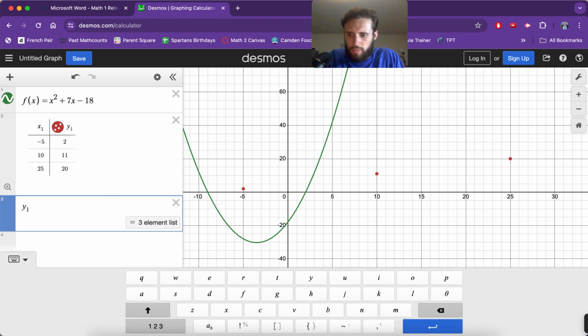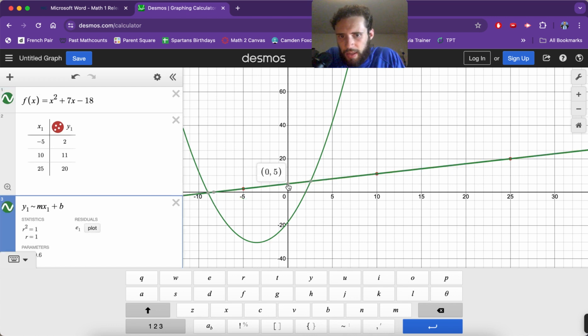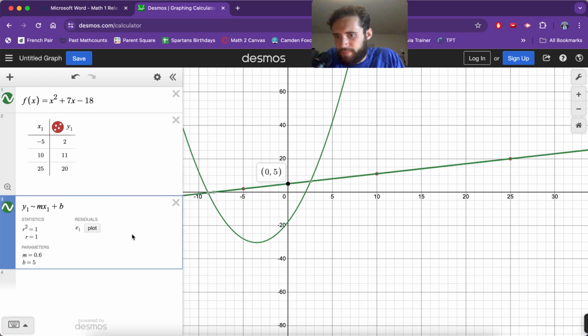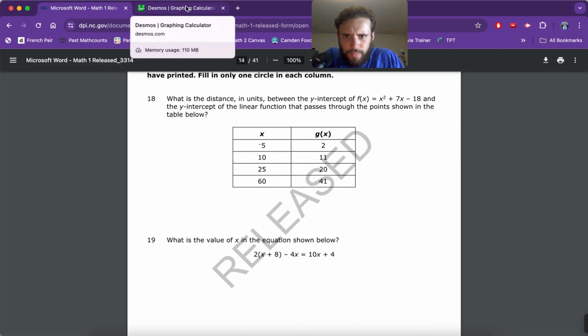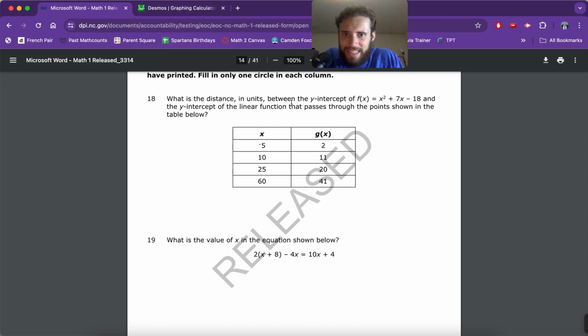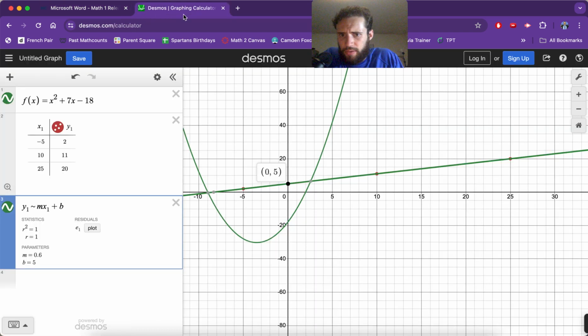Y1 squiggle mx1 plus b. And there's your y-intercept there, 5. Right? They also say it right there. So your y-intercept for this one is 5. The other one was negative 18. What do they say? What is the distance between the two y-intercepts? Yeah. So just figuring out how far apart are 5 and negative 18.